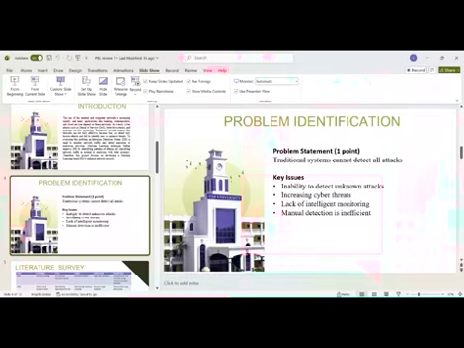What is a traditional system? Why can the traditional system not detect all the attacks? How does the traditional system work?